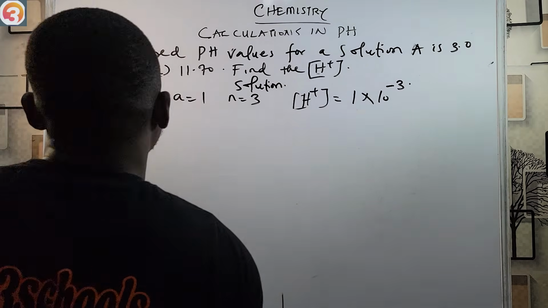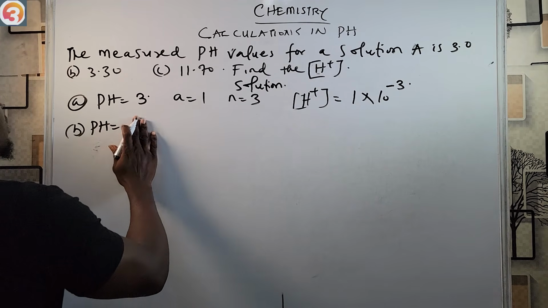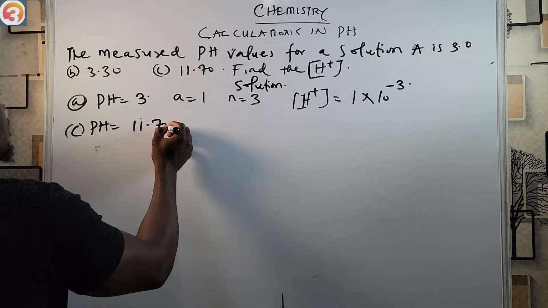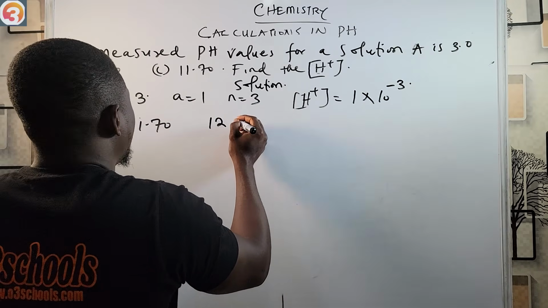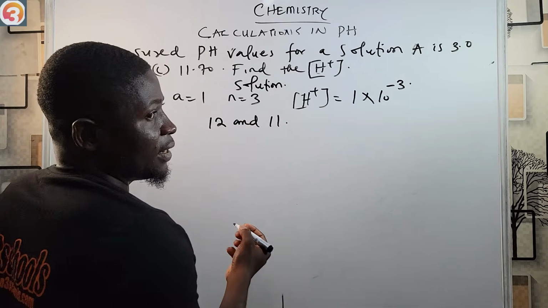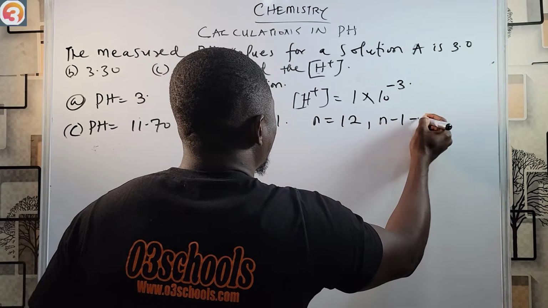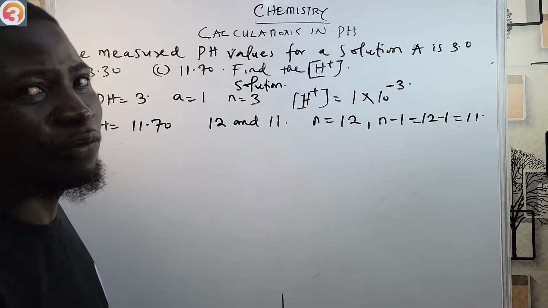So now we're given that pH is, that is C now, pH is 11.70. 11.70 is between 12 and 11, right? This means that our N is 12. Our N minus 1 is 12 minus 1, which is 11. That is the first thing you need to first of all look for.